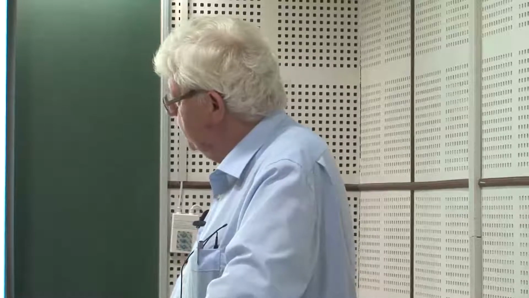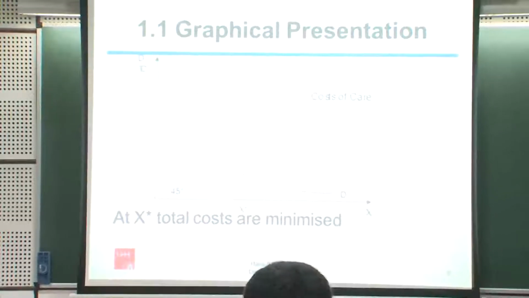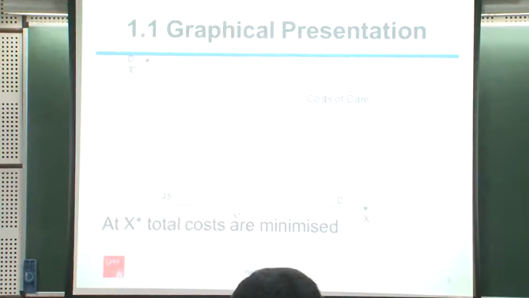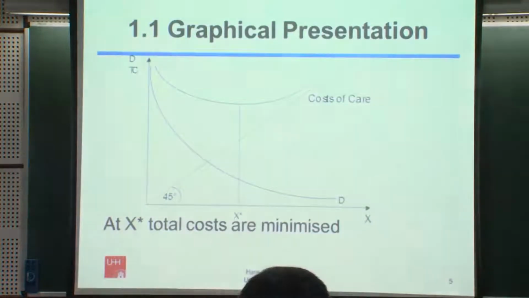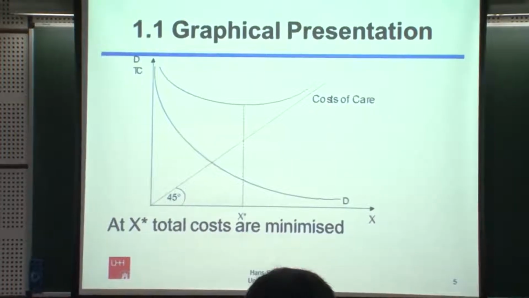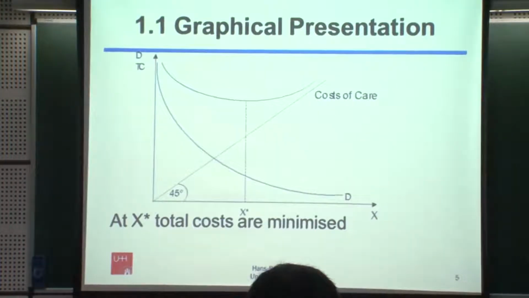Now, to understand this better, we have this graph here. We have here at the x-axis, x are the costs of care to avoid an accident. So you can think of the cost of care as the units of care, or the levels of care, the level of care multiplied with the cost per unit of care.